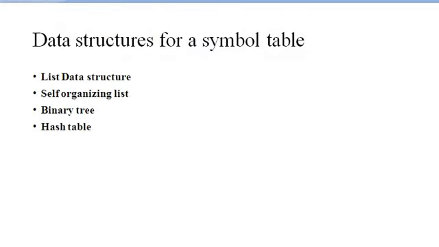Next one is data structure for a symbol table. There are different data structures used in symbol table. Here I discussed about basic 4 data structures. First one is list data structure.